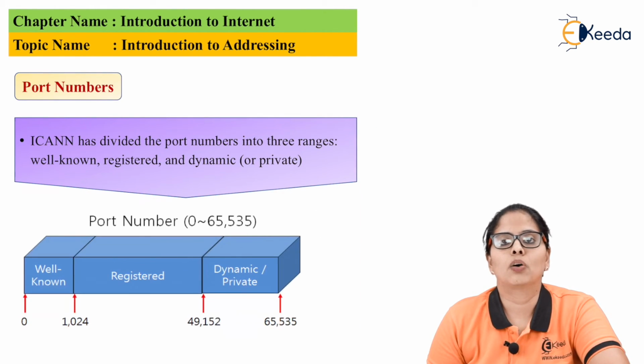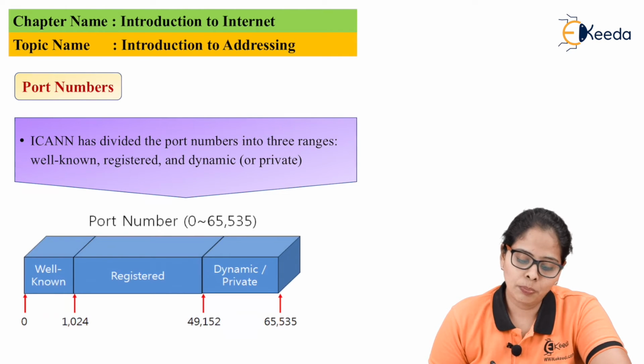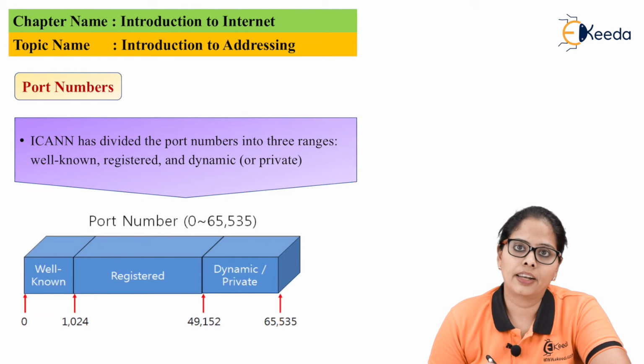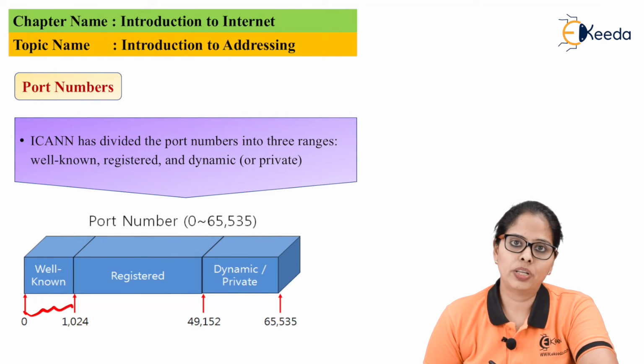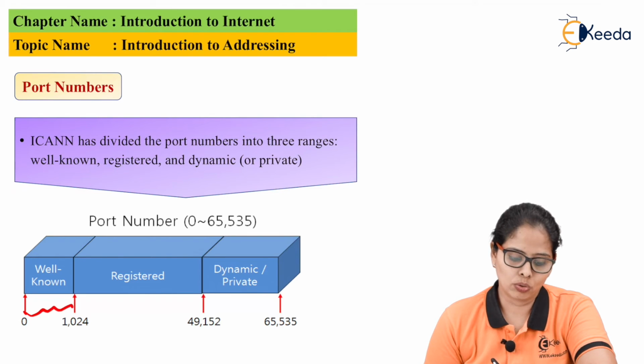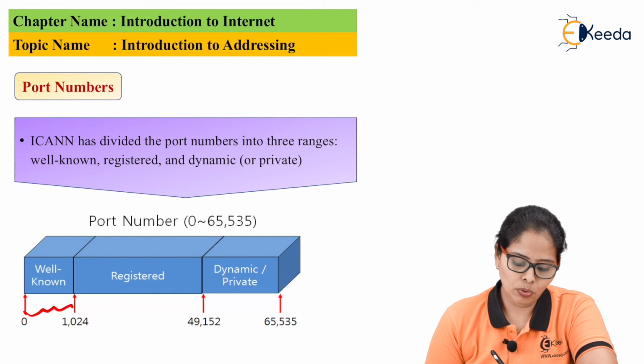Now let us discuss the port number. Basically, the port numbers are divided into three categories. The first is well-known ports. The second category is registered ports, and the third category is dynamic ports. Ports from 0 to 1023 are called well-known ports, 1024 to 49,151 are considered registered ports, and the remaining are called dynamic ports.